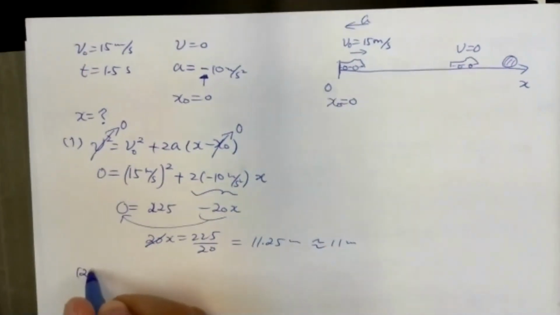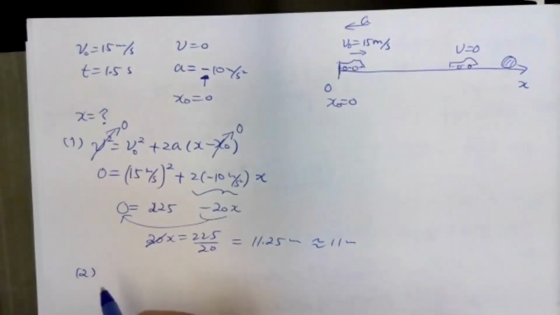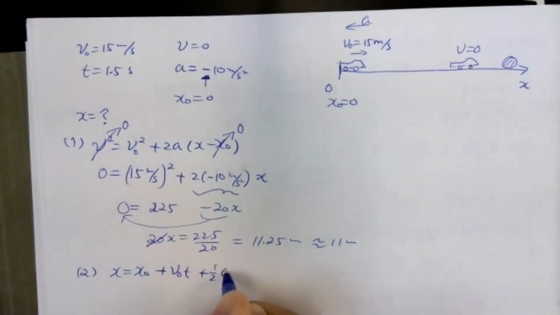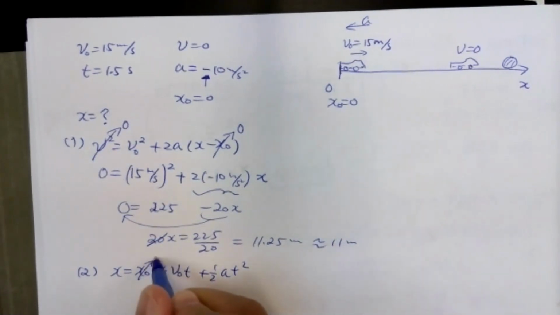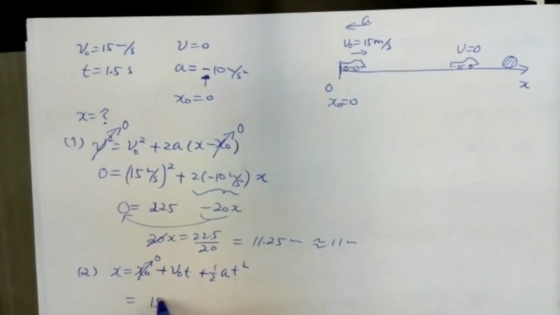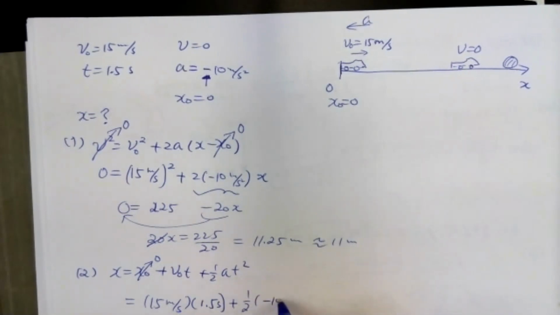Now, as I say, you can use a second method. You can use the fourth equation, x equal to x naught plus v0 t plus 1/2 a t squared, okay? So this guy, initial position is 0. Then you're just taking 15 meters per second times 1.5 seconds plus 1/2, now negative 10, times 1.5 seconds squared, okay? Meters per second squared. All right. So then this should also give you the 11.25, okay?